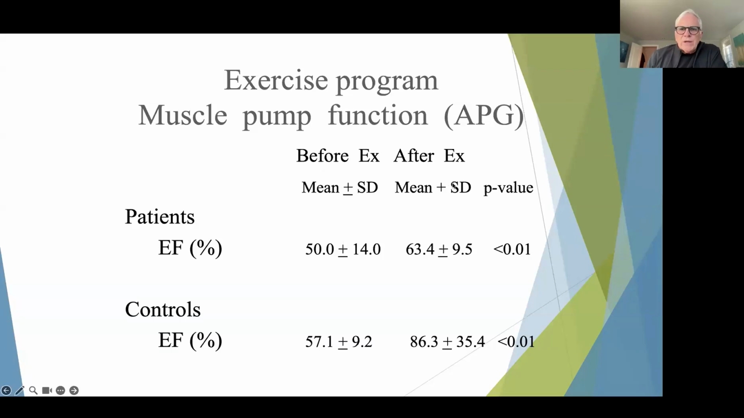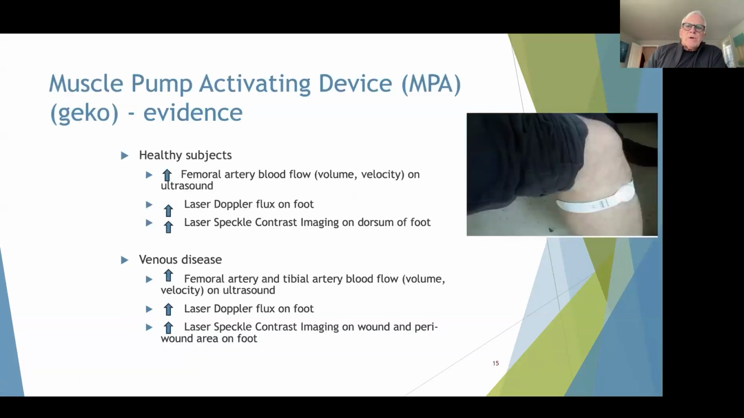And this is before and after the exercise programs. So you can see with the exercise program, that ejection fraction improves significantly in those with chronic venous disease. And the muscle pump activating device, which you all have some familiarity with, or the gecko, there is a lot of data now that is able to show us that this does improve venous and arterial function in the leg. And I'll come on to the arterial function later when I'm talking about peripheral artery ulcers.